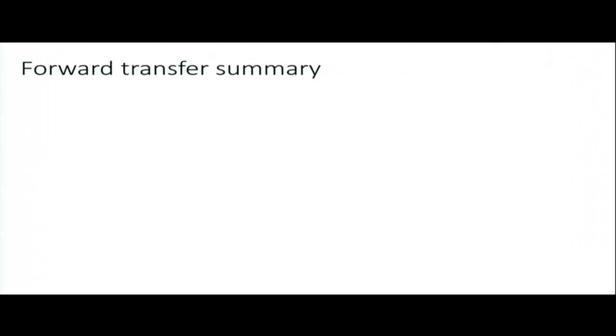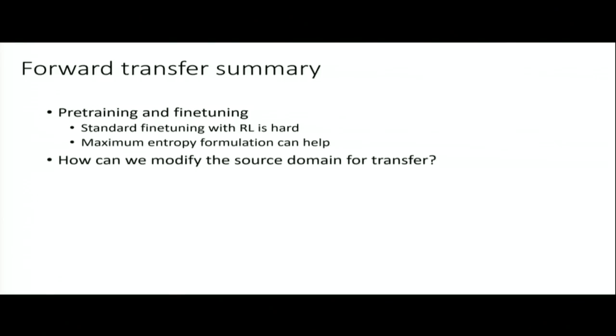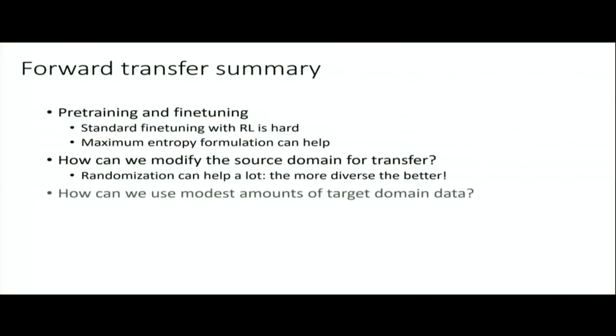Okay. So a summary of forward transfer methods. We talked about pre-training and fine-tuning. We talked about how standard fine-tuning with reinforcement learning is not quite as straightforward as it is in supervised learning, and how things like maximum entropy can help there. We talked about how we can specifically modify the source domain to make it better suited for transfer. And here we saw that randomization can actually help a lot. So the more diverse the source domains are, generally the better you'll be at being able to transfer.